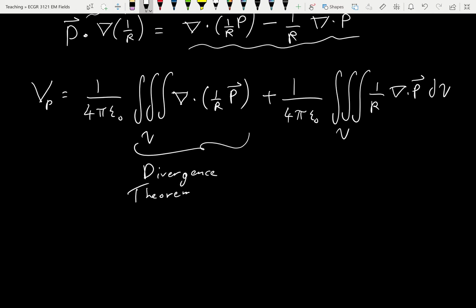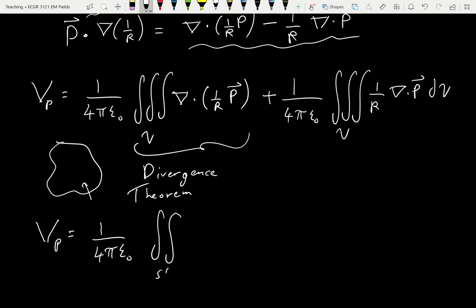Right. This is a divergence inside a volume integral. We said that through the divergence theorem, we can evaluate this as a surface integral on the boundary. So this will give me Vp equals 1 over 4 pi epsilon naught, surface integral on the boundary. The material has a volume V, the boundary is surface S. So I integrate over the boundary, it's a closed boundary. And then I could say P dot ds, but I want to write it in a more suggestive form.